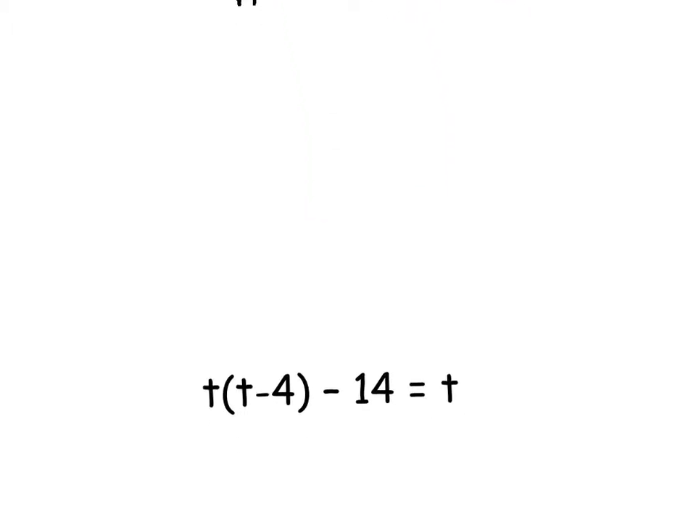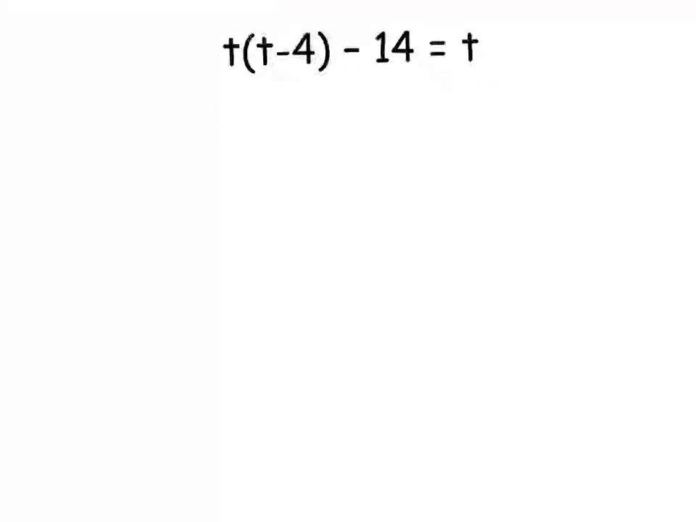Final example, then you can have a go at some of these. Very similar questions to last time. So we'll remove the brackets to begin with. So t multiplied by t gives me t squared. t times -4 is -4t, and -14, that still equals t.